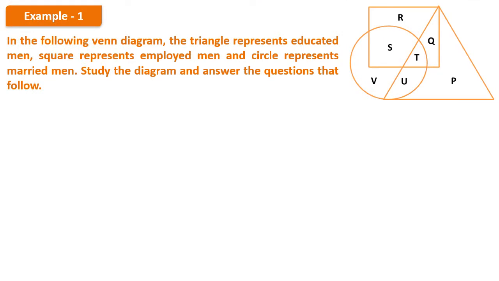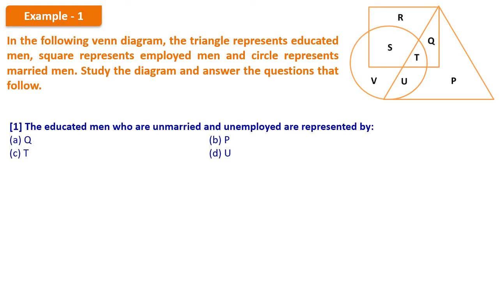Example 1. In the following Venn diagram, the triangle represents educated man, square represents employed man, and circle represents married man. Study the diagram and answer the question that follows. The very first question: the educated men who are unmarried and unemployed are represented by what? Think about the answer of this question.